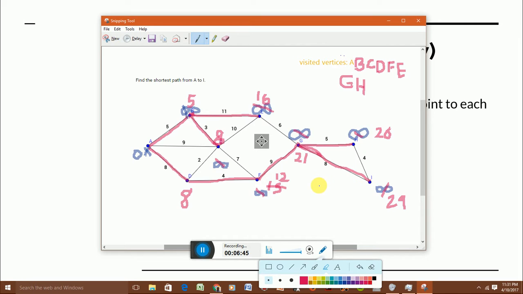All right, so we have that our shortest path from A to I is 29. But also what we notice about this particular graph is that we also have the shortest route to any of the other points if we happen to start at point A.